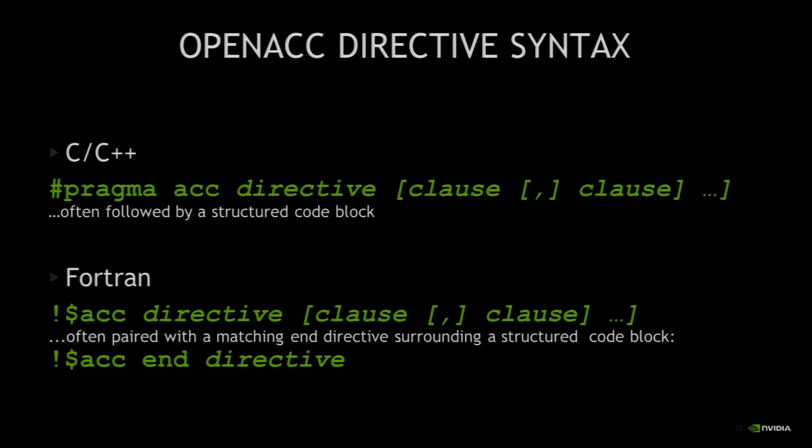So the syntax for OpenACC directives is very simple. It's similar to OpenMP, but instead you need to provide pragma acc. And then there are a lot of directives you can specify, and I'll cover some of them. And then usually there follows a structured block that will be parallelized. And similarly for Fortran, there is the same start and end directive.